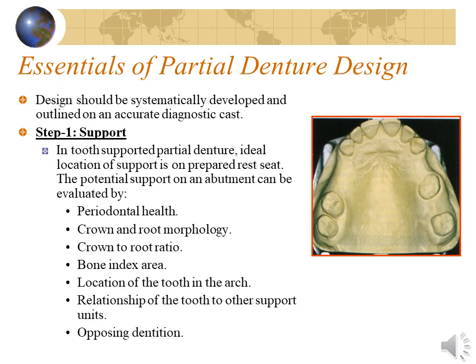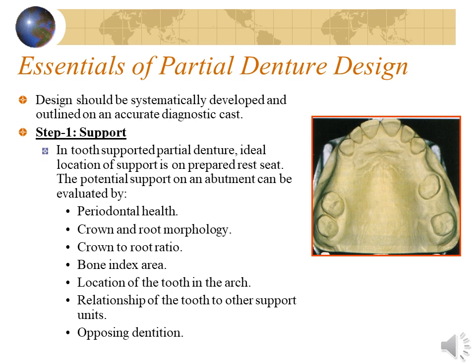Essentials of partial denture design. Design of the partial denture framework should be systematically developed and outlined on an accurate diagnostic cast. To develop the design, the first step is to determine how the partial denture is to be supported. In an entirely tooth-supported partial denture, the most ideal location for the support unit is on a prepared rest seat on the occlusal, cingulum or incisal surfaces of the abutment adjacent to each edentulous space.